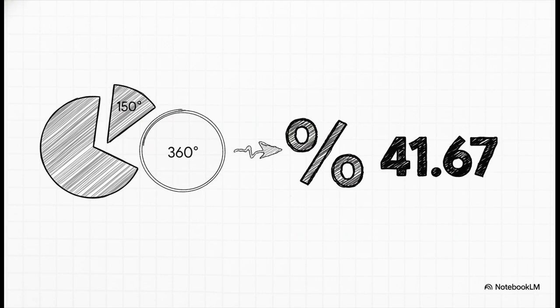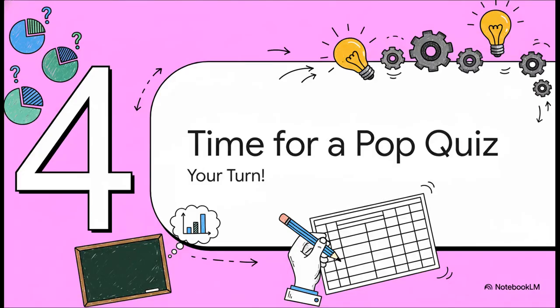And now for the last piece of the puzzle. To turn Jamila's slice into a percentage, we basically just do the reverse of what we did before. We take our angle, which is 150 degrees, and we divide it by the full 360-degree circle. Multiply that by 100, and we find out she got about 41.7% of the votes. Not bad.